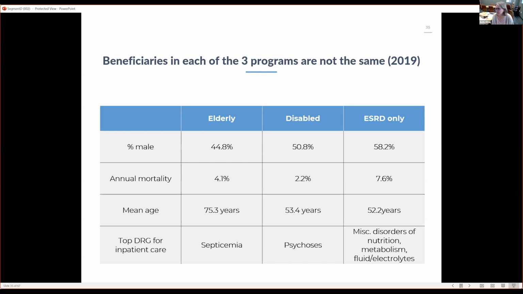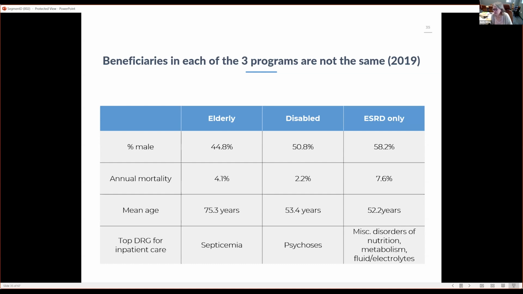For the disabled, it's again almost 50-50 males and females. The annual mortality is 2%. And that makes sense if you think about the fact that there's a 2-year waiting period before their Medicare benefits kick in. What it means is we have a disabled but relatively healthy population. So the lower mortality shouldn't be surprising. Their mean age is 53 years. Again, it makes sense that their mean age would be considerably younger than 65. And the top DRG for inpatient care is psychoses.